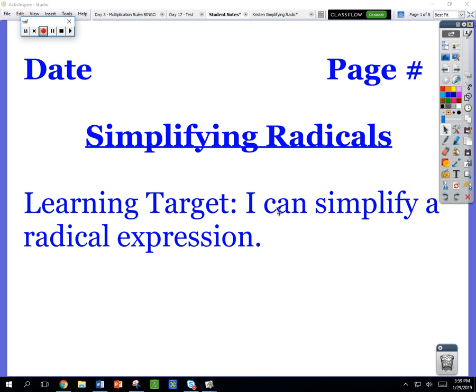Alright, so I want you to get your date, your page number, your title, and your learning target down. We're going to talk about simplifying radicals. Make sure you get this organized in your notes. You've talked about simplifying radicals before.